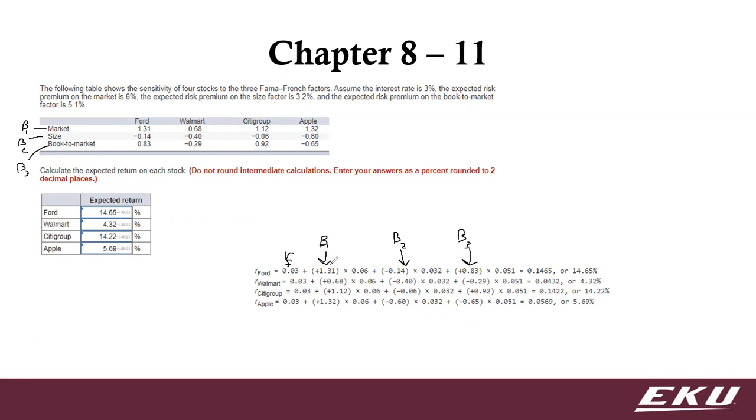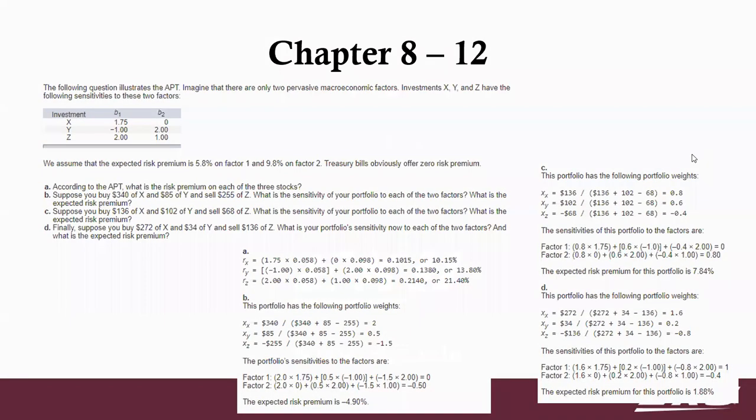But then once you have this in place, here's the interest rate, which is risk-free, the expected risk premium on the market is 6%, which is where those 6% came from. The size factor is 3.2%, and then book to market is that 5.1. That's that last piece. So that's number 11. Oh, sorry. Here's number 12.